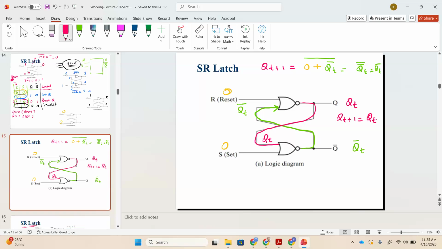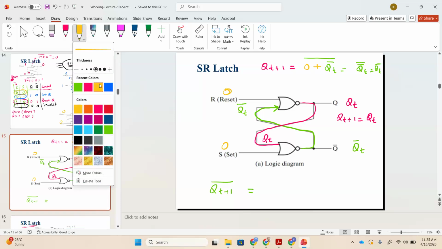And now we are going to have another thing. Now we want to compute Q_T plus 1 bar, the next state. So Q_T plus 1 whole bar is equal to what? Anyone may answer. What should I write here? Anyone may answer. Q_T bar plus 0.